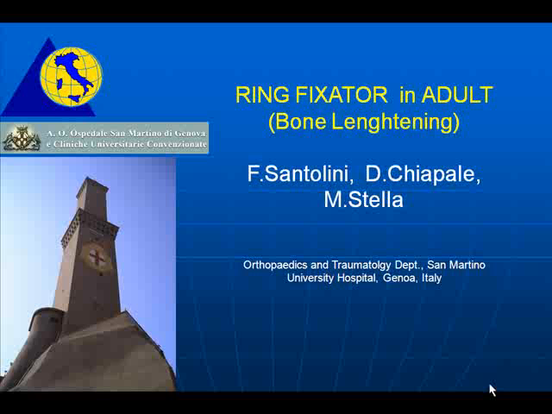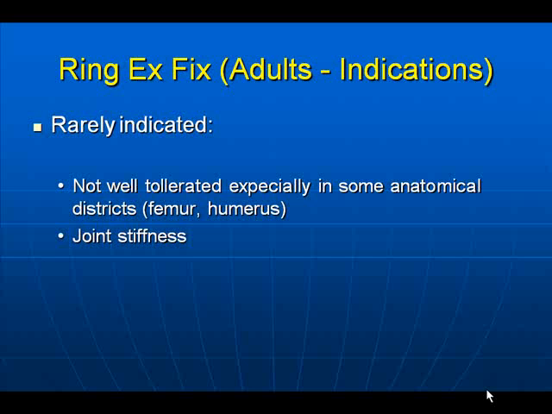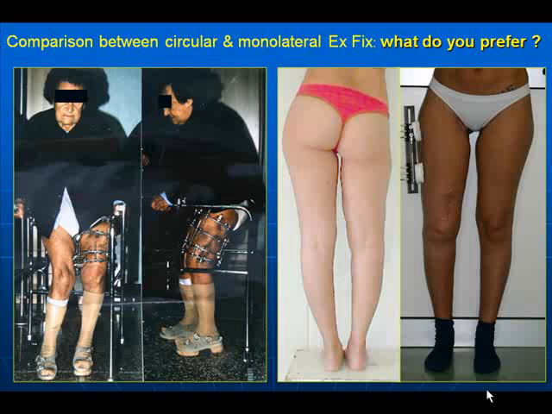Today I want to tell you about lengthening with ring fixator in adult. Ring fixator in adult is rarely indicated because it's not well tolerated by patient in some anatomical district and for problems regarding joint stiffness. A comparison between circular and monolateral fixator in limb lengthening is well explained in this slide. Which do you prefer?